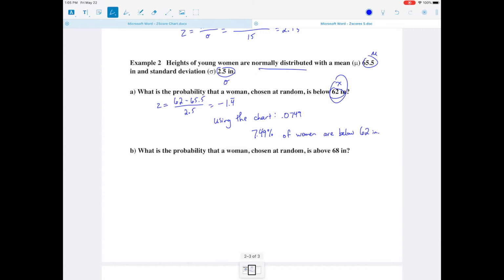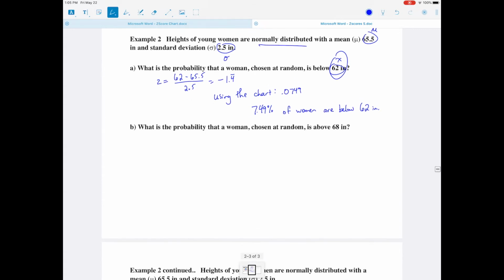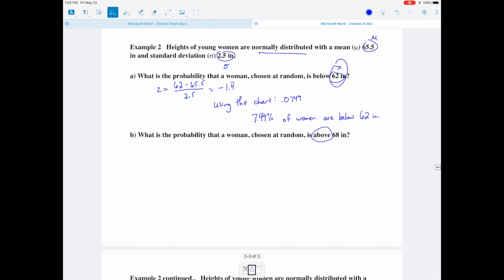B, what is the probability that a woman chosen at random is above 68 inches? The key word now is that we're looking for above 68 inches. Here's our x value this time. So z is equal to x, 68, minus mu, which is 65.5, divided by the standard deviation, which is 2.5. And we get 1. So she's exactly 1 standard deviation above the average. Translated, that would be 1.00.